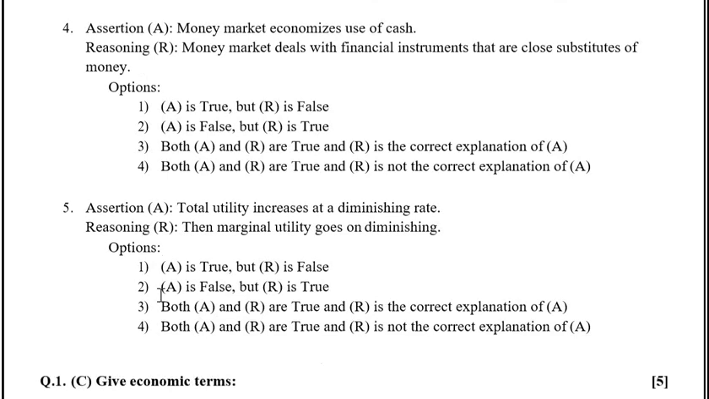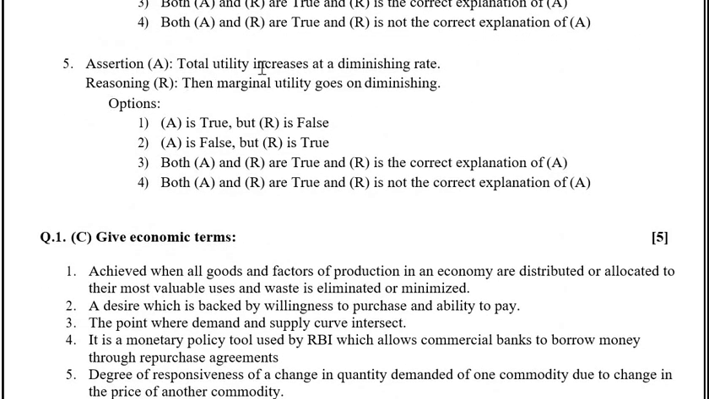Okay. And the last one here, assertion is, total utility increases at a diminishing rate. Reasoning, then marginal utility goes on diminishing rate. Options, again: A is true but R is false. A is false but R is true. Both A and R are true and R is the correct explanation of A. Fourth, both A and R are true and R is not the correct explanation of A. So you can see, students, all the options are similar for all the questions, only the statements vary and you have to be clear about the statements. Then these answers become very, very easy. So this is again 5 marks.